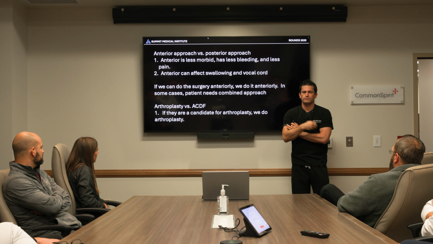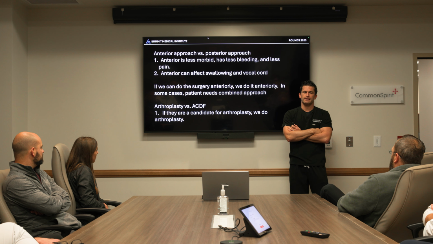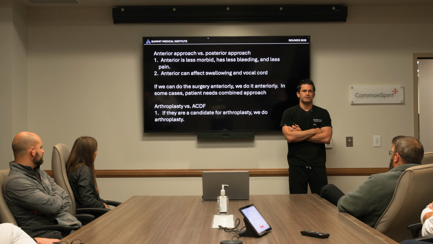So the way that I think about doing approaches to the cervical spine is recognizing that anterior is less morbid, less bleeding, and less postoperative pain. The main complications with anterior are swallowing and then the occasional vocal cord issue. If we can do a surgery anteriorly, we do it anteriorly. And in some cases, the patients need a combined approach. If we can do an arthroplasty, we do an arthroplasty. Otherwise, we would do a fusion.